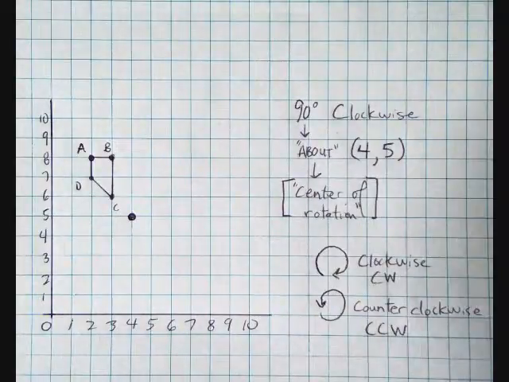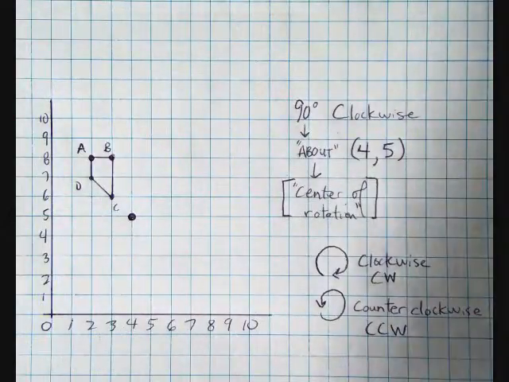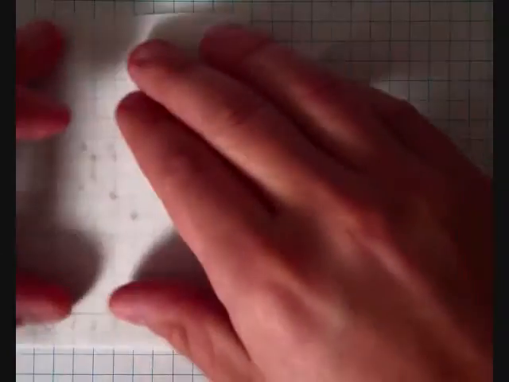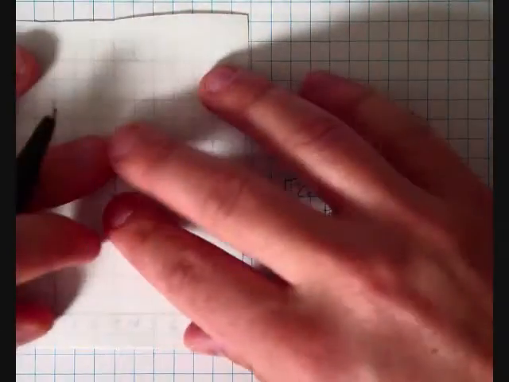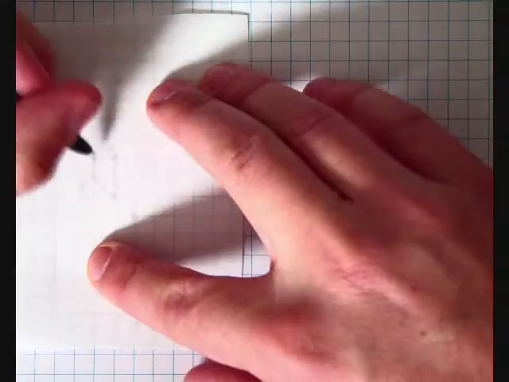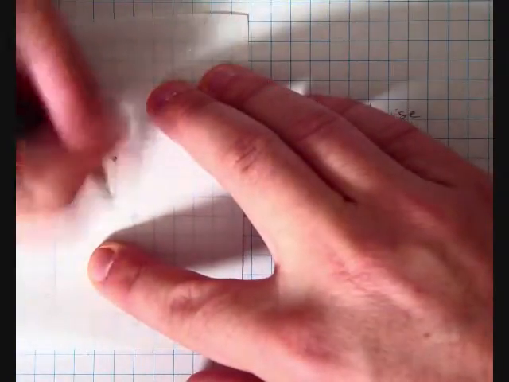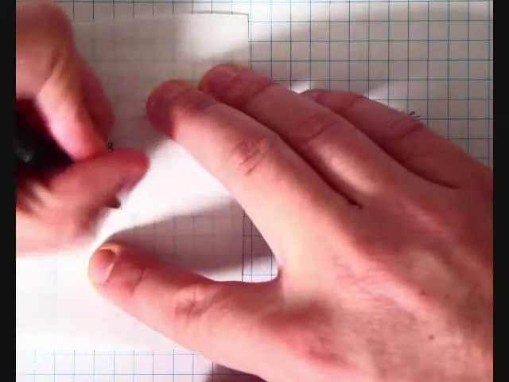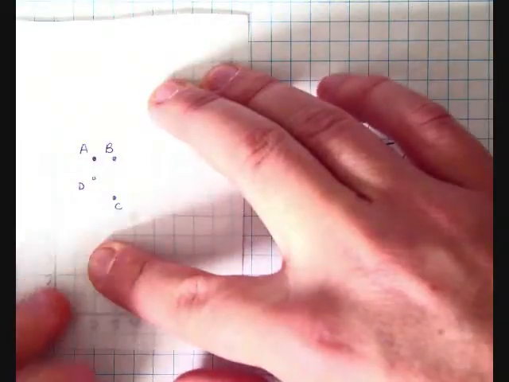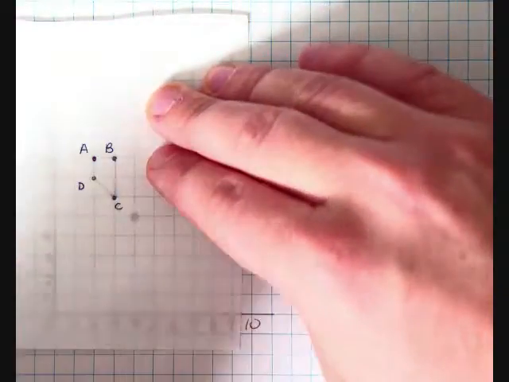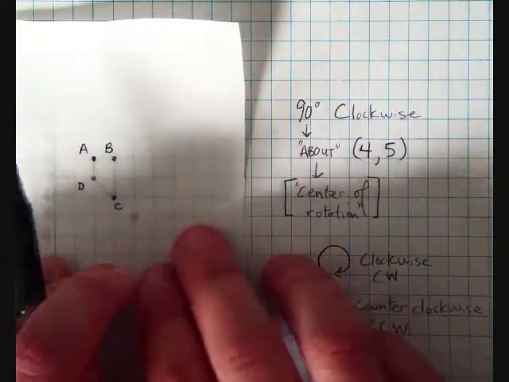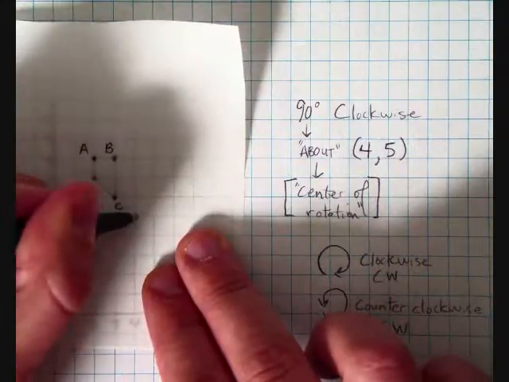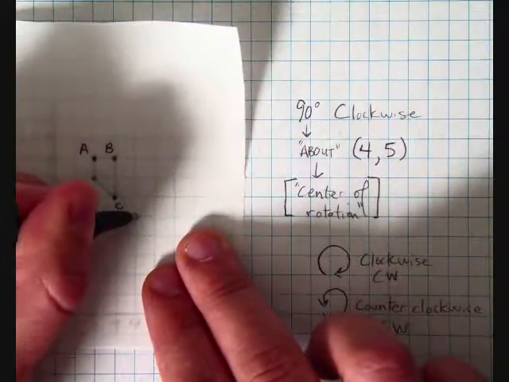The first method I'm going to show you for the rotation is using good old-fashioned tracing paper. So what you do is you pop your tracing paper down, and I don't even bother copying the whole figure. I just copy the points. So I'm copying the vertices of this polygon, and I'm going to label them as they are labeled on the original sheet. So those are the vertices of my polygon. Now I'm going to take my pen and put it down at the center of my rotation, which is 4, 5. Put it there and hold it.